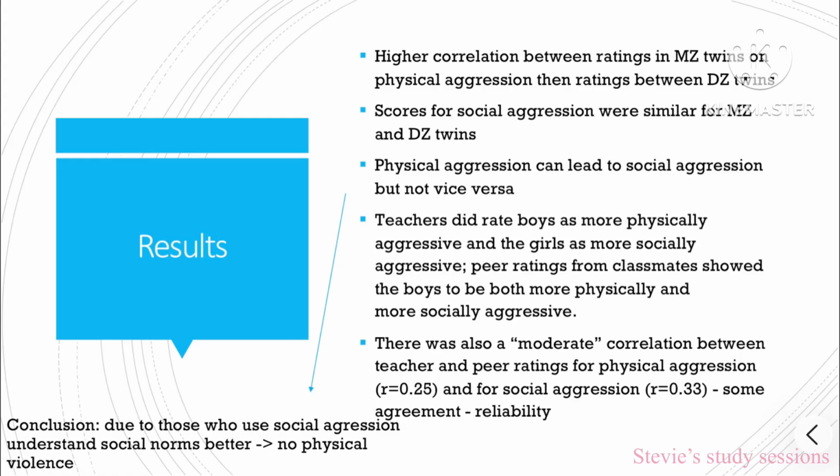Pair ratings from classmates showed that boys were more physically and socially aggressive than girls. There is also a moderate correlation between the teacher and pair ratings for physical and social aggression. This shows that it can be reliable. We can conclude from this that social aggression is due to social norms.